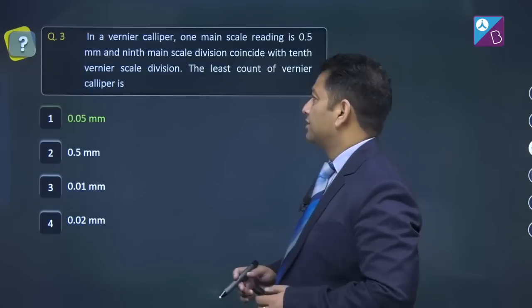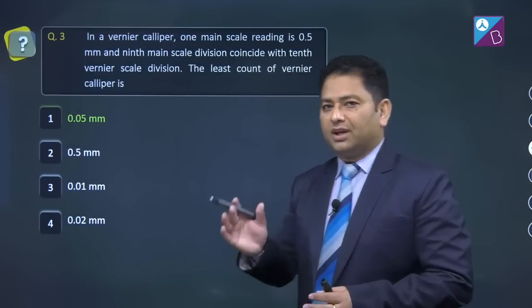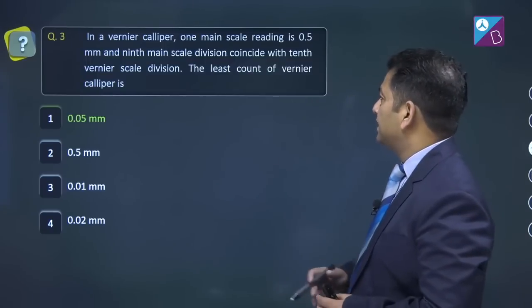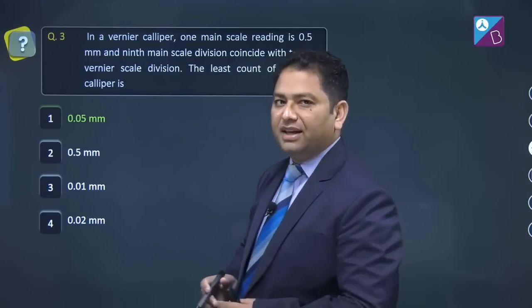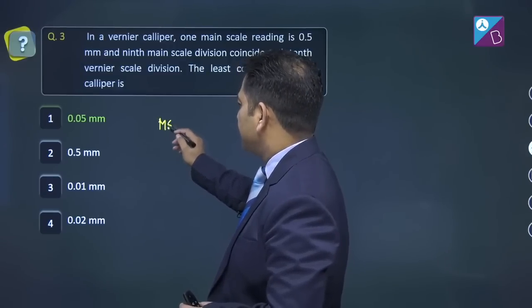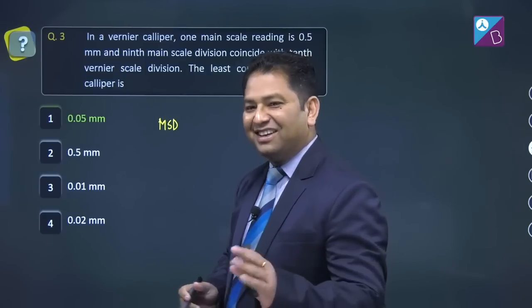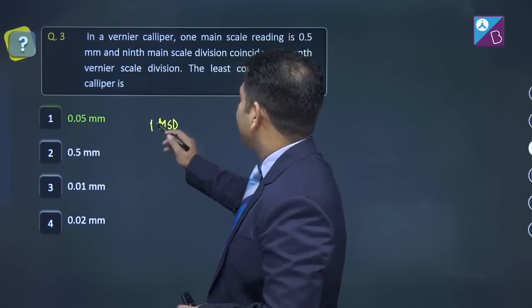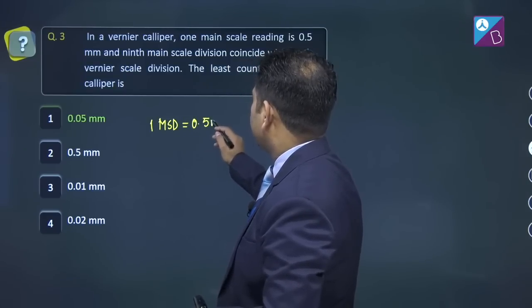Let's go for the third question. Third question देखिए vernier caliper से पूछा गया है. What does it say? In a vernier caliper, one main scale reading is 0.5 millimeter. तो main scale reading को we write it as MSD. Main scale reading, not Mahendra Singh Dhoni, all right? So one main scale reading that is equals to 0.5 millimeter.